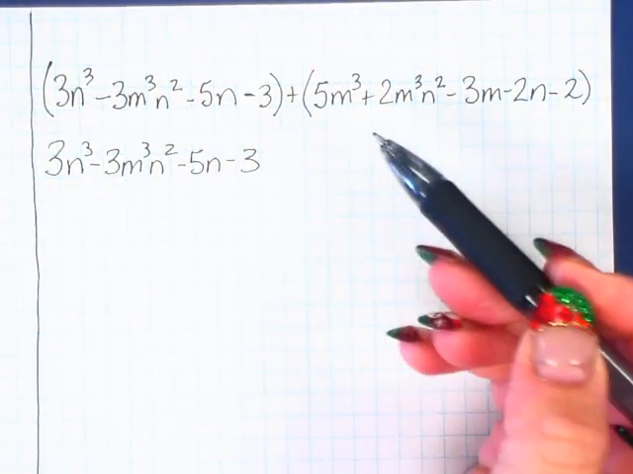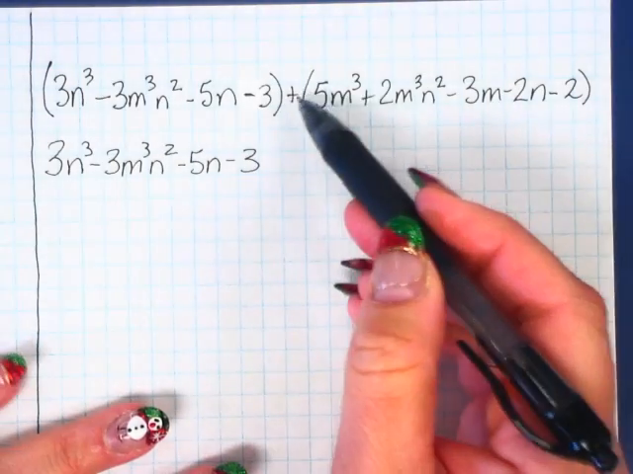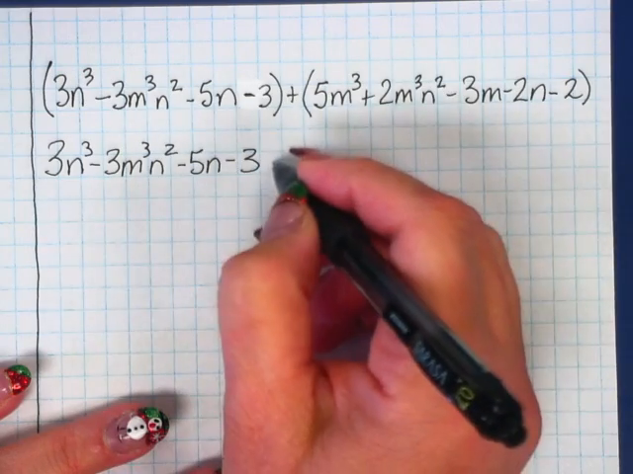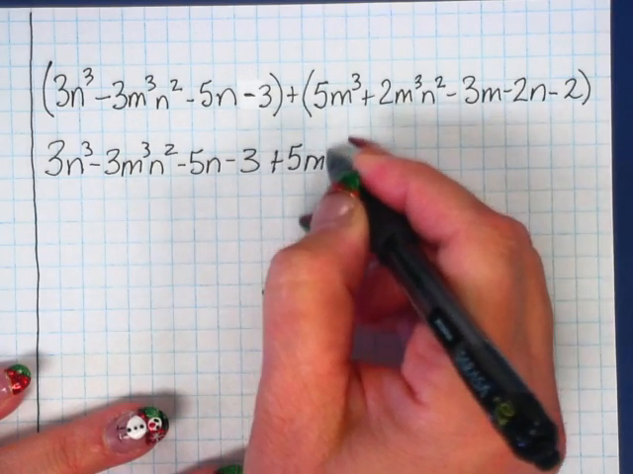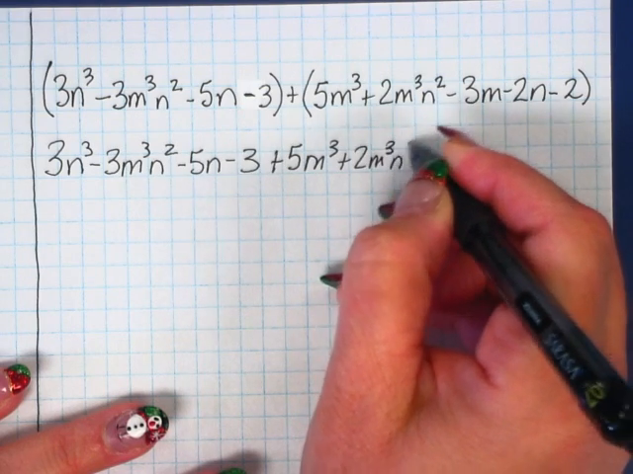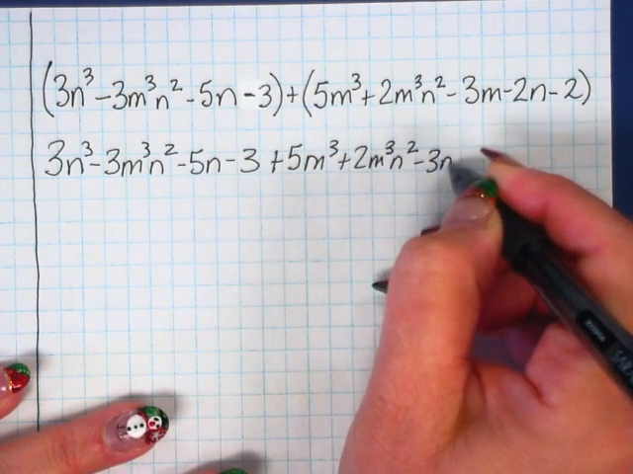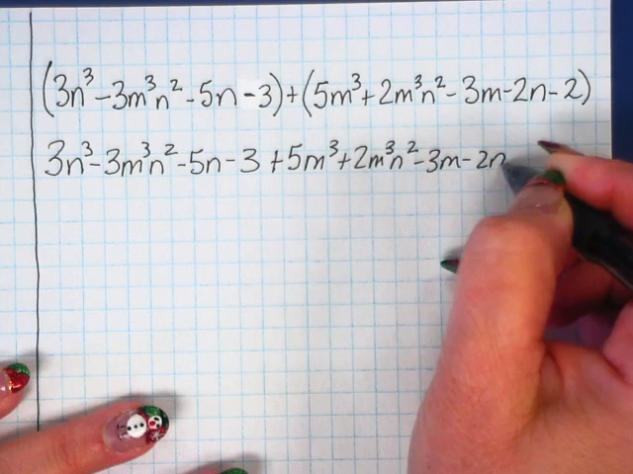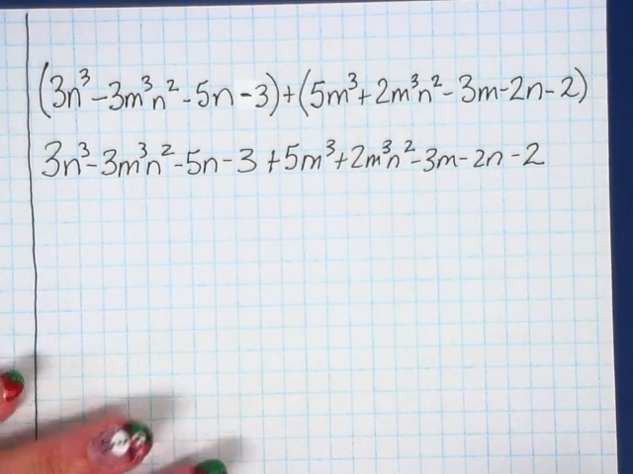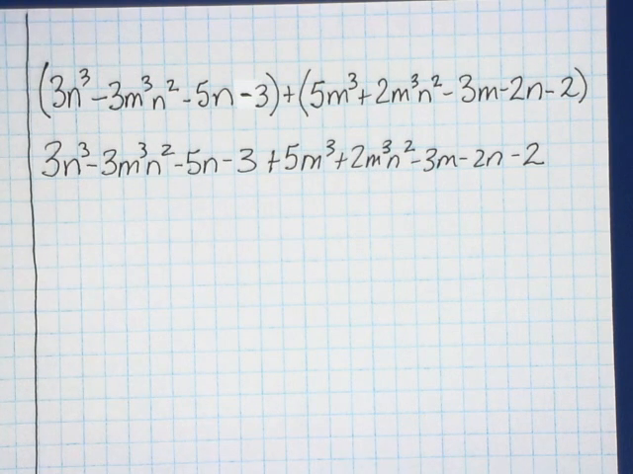Here we're looking at plus, and again, we're going to be distributing a positive 1, which changes nothing, so we can just drop that. 5m to the third, 2m to the third n squared, 3m minus 2n minus 2. Be really careful when you have this much. It's very easy to mix your n's and your m's up, so just take it slowly.